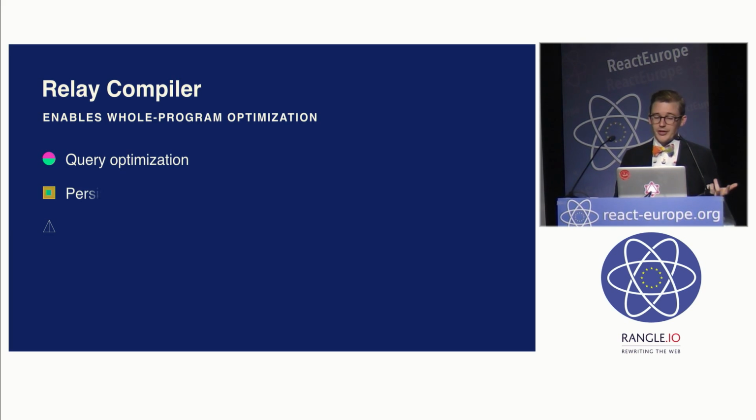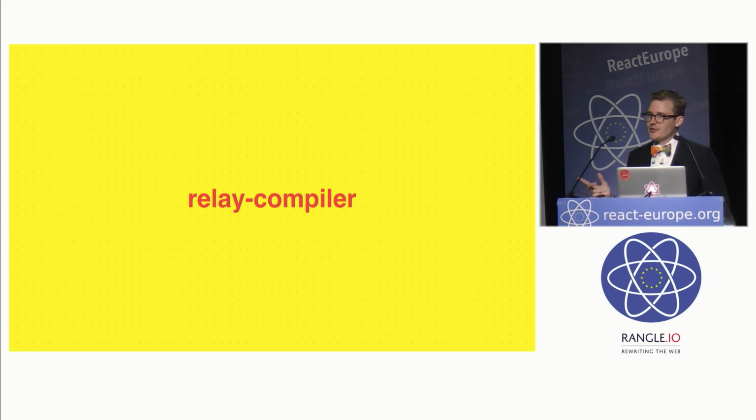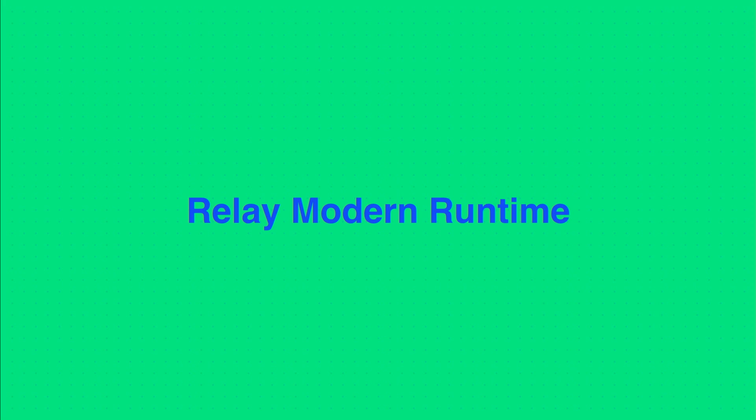This is also where we enable persisted queries, since we have access to all the queries in our app at the same time. And another exciting feature is that we can now generate Flow types that describe the shape of the response you'll get from your GraphQL server, and we can automatically reference them in your product code. So now underfetching is actually a type error. So we've released Relay Compiler as a standalone NPM module.